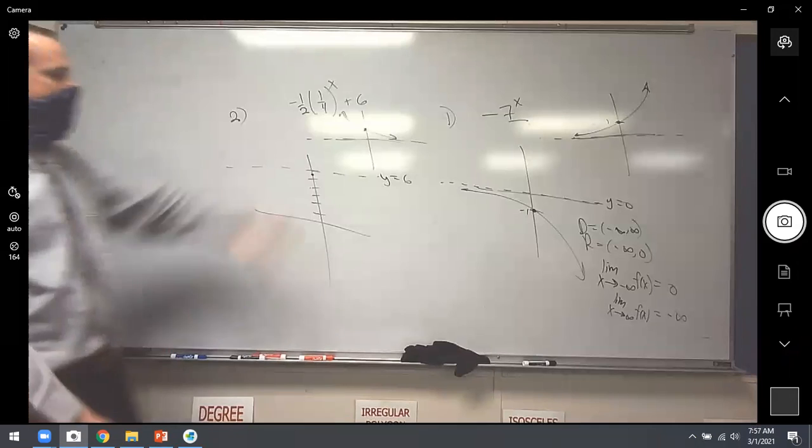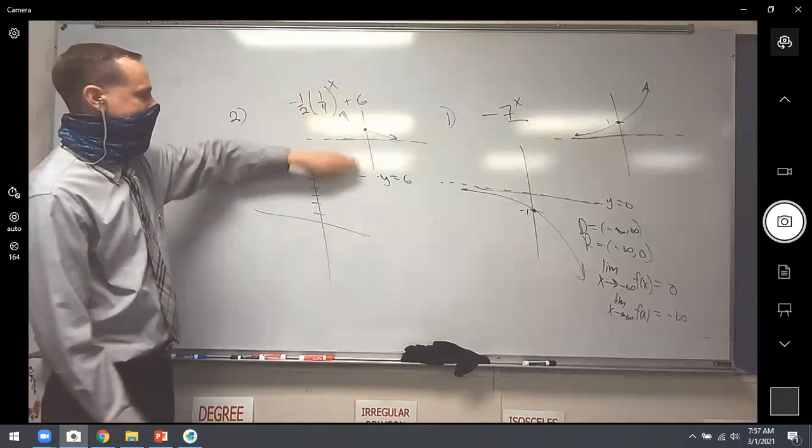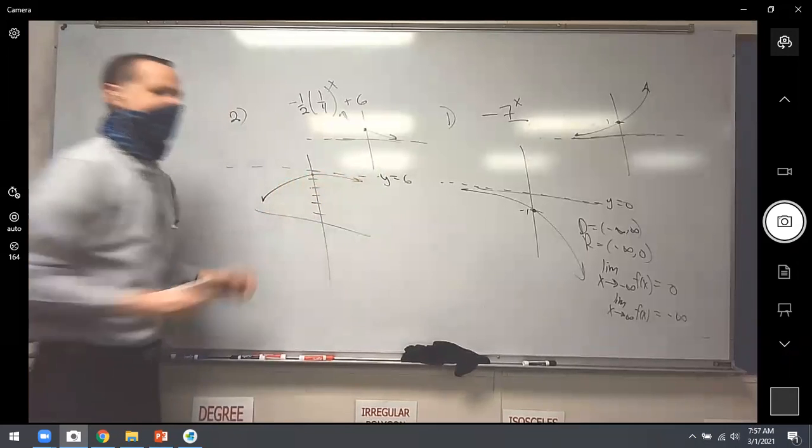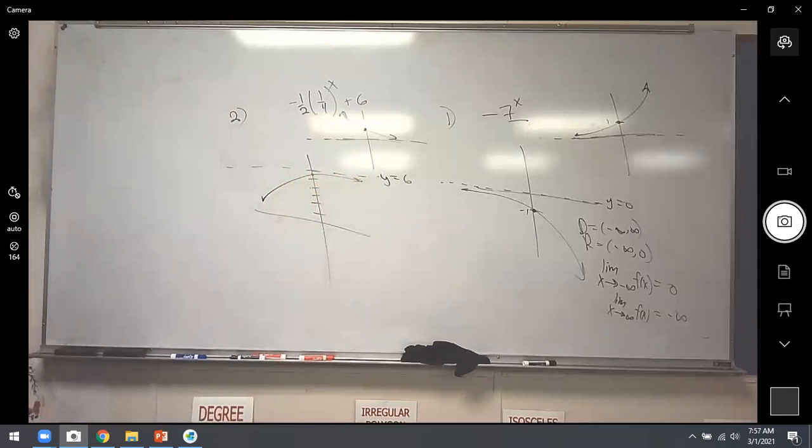And like we said, it is going to be a reflection. So it's going to kind of open like this-ish. So maybe something like that right there. That's probably a good sketch of this thing. Any questions over the setup or the logic so far?